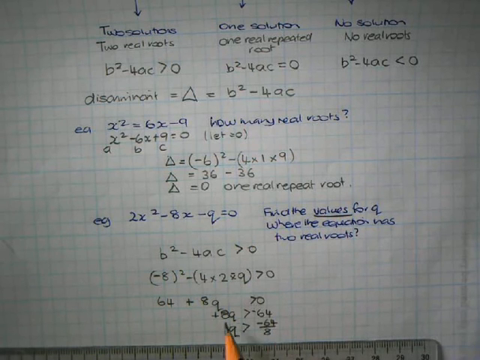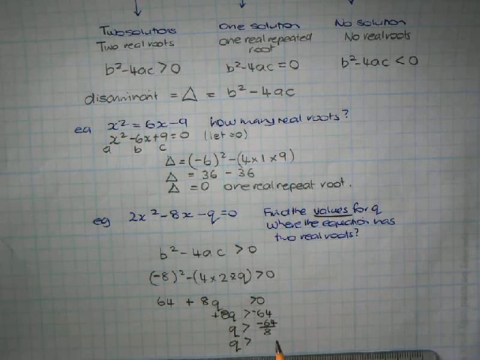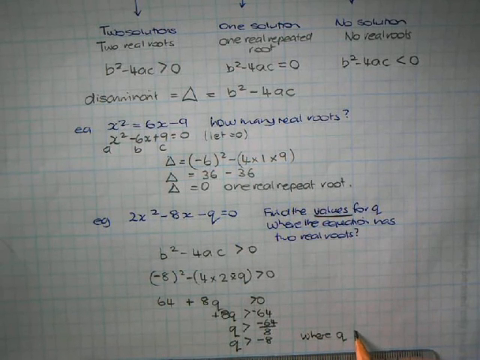So what we found is where values of q, so where q is greater than minus 8, there will be two real roots.